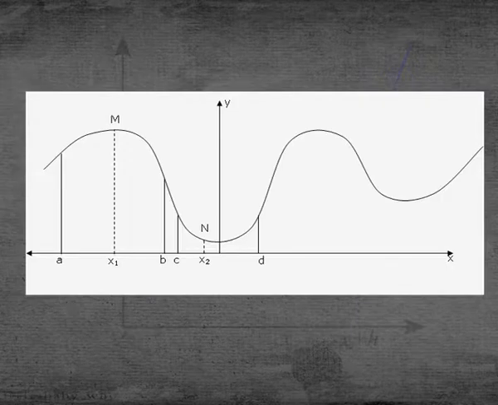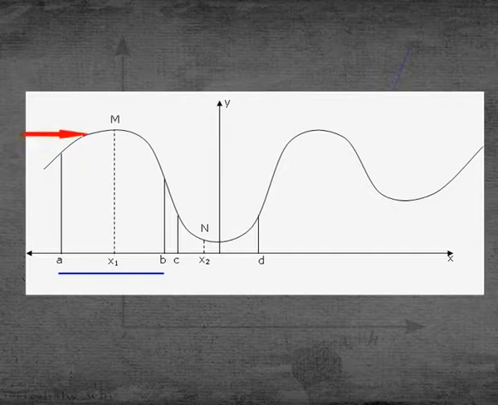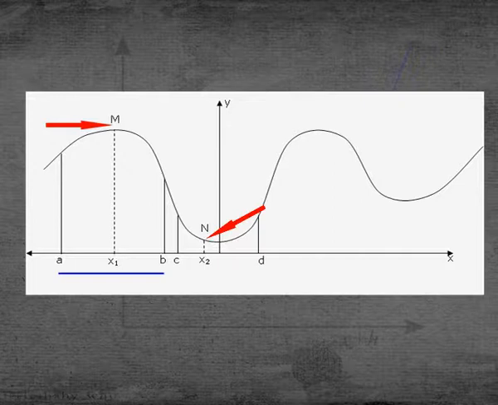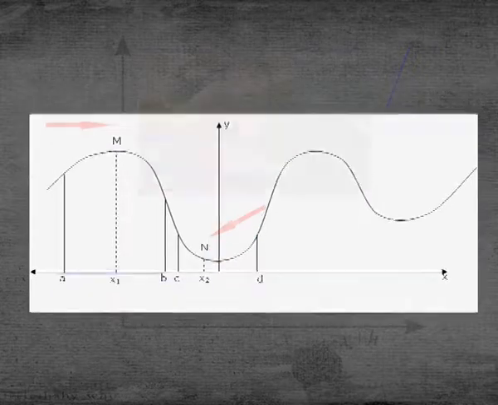Now, consider the graph for a function f of x. In the graph, consider a small interval a, b. In the interval a, b, f of x is increasing to the left of point M and decreasing to the right of the point M. Therefore, at x equals x1, f of x attains its maximum value in the taken interval.